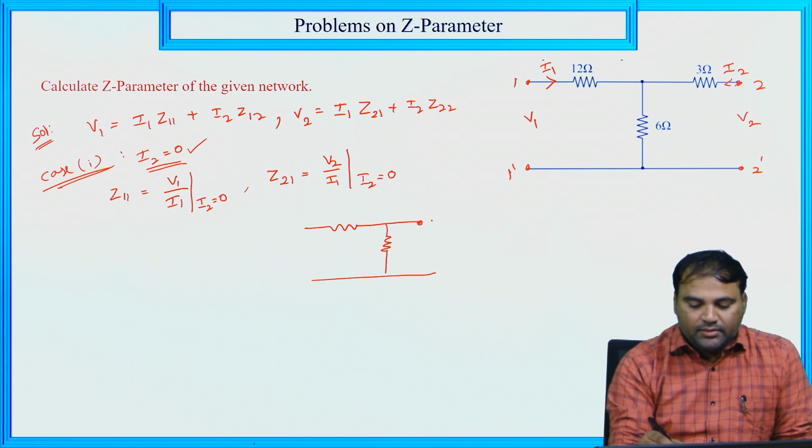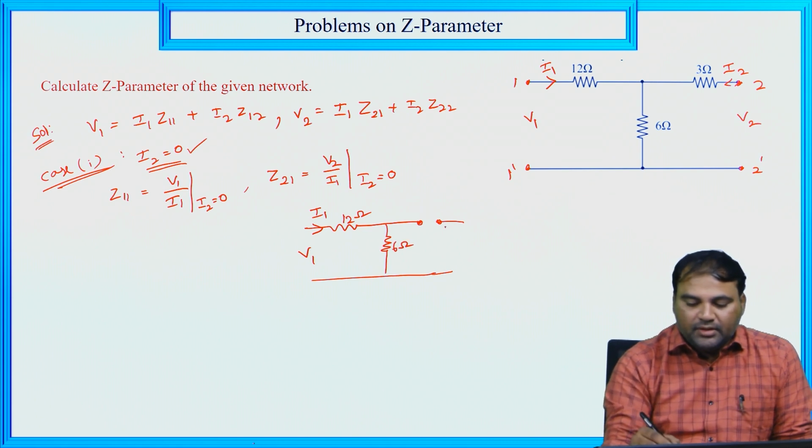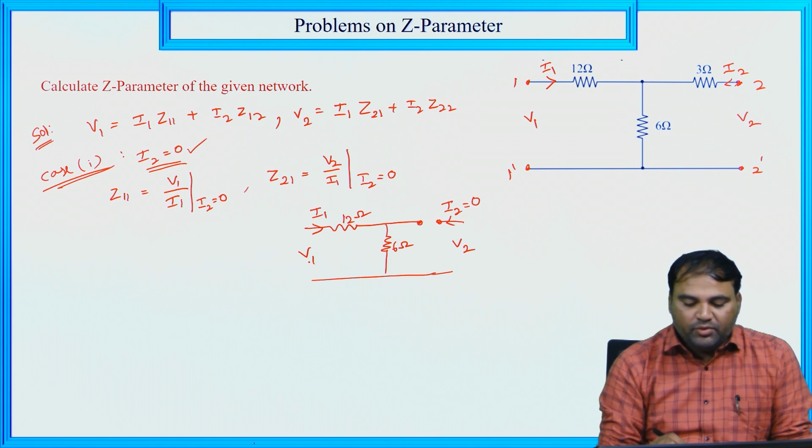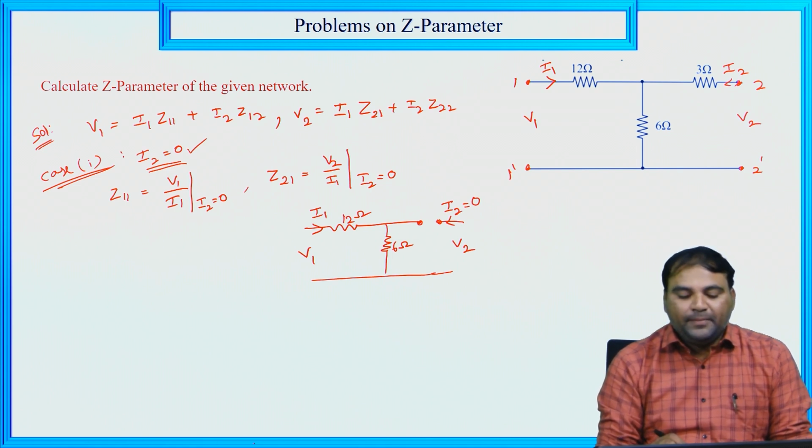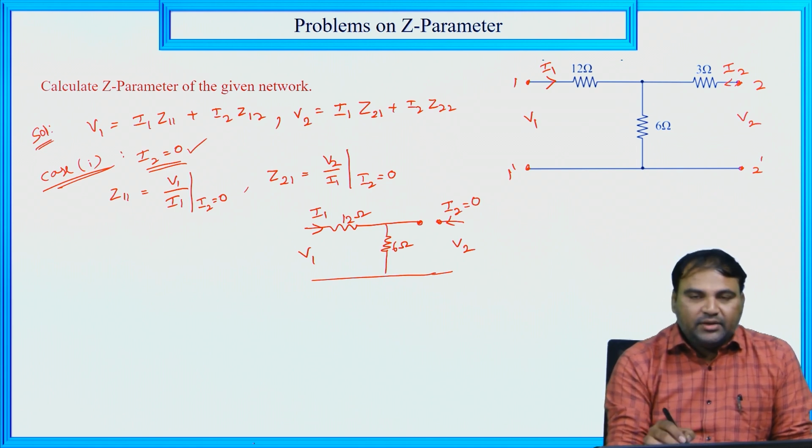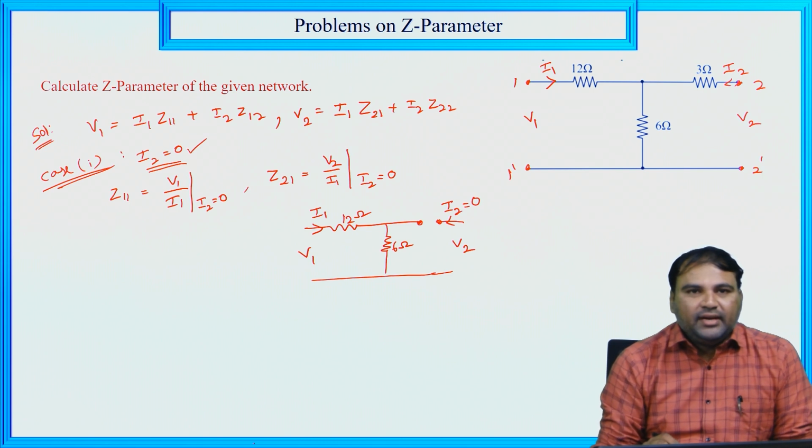So here the element is open circuit and the remaining things are the same: I1, V1, and this is 12 ohm. So this is open circuit and this is 6 ohm. Now here the current in this branch is 0, I2 equal to 0, and the secondary voltage is V2, primary voltage is V1. Okay. So now by using this network, we need to calculate Z11 and Z21.